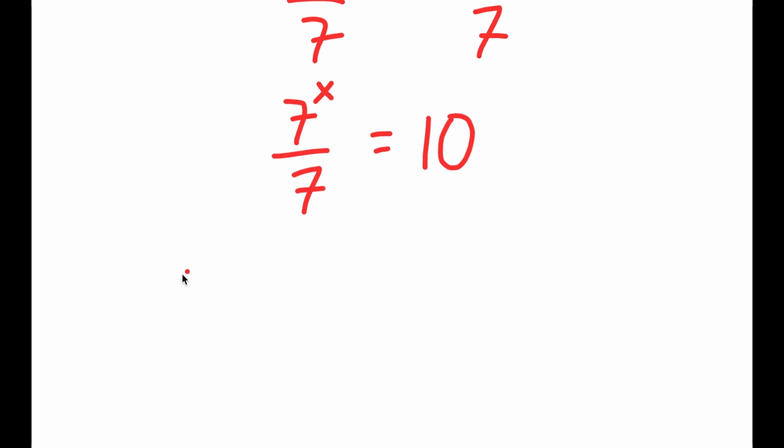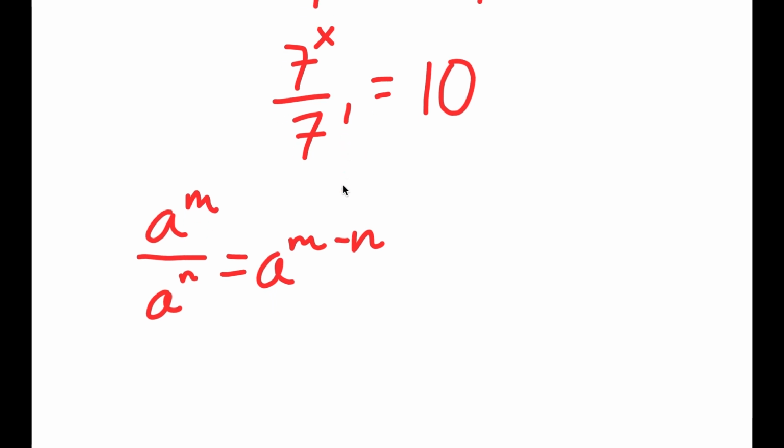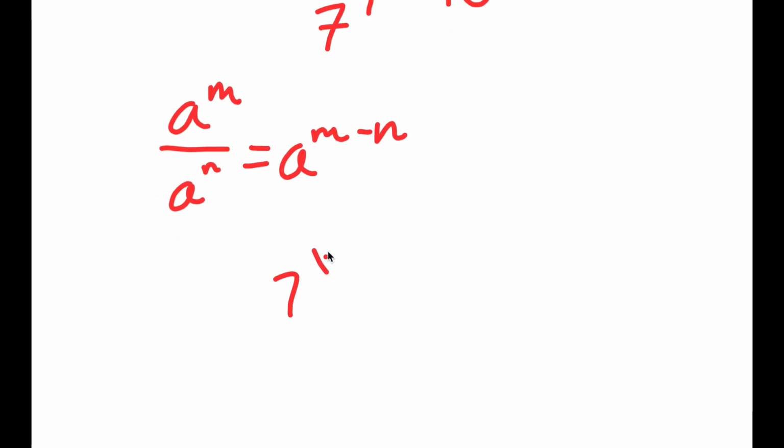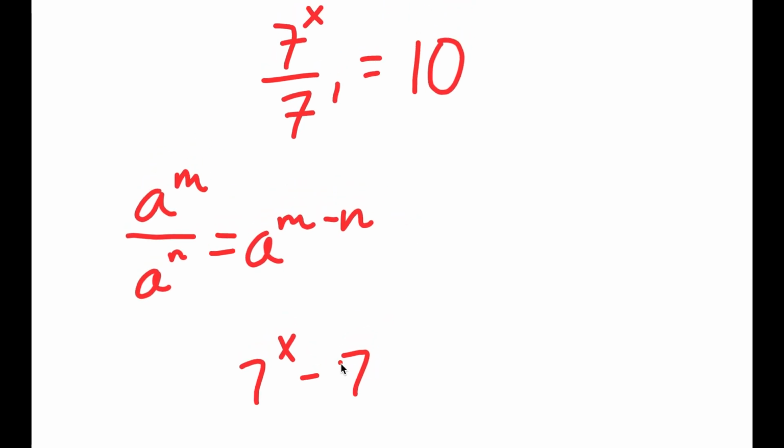Now if I have something in the form a to the power of m over a to the power of n, this is equal to a to the power of m minus n. So 7 to the power of x over 7, 7 is the same thing as 7 to the power of 1. So I have 7 to the power of x over 7 to the power of 1, and that's going to equal 7 to the power of x minus 1, which is equal to 10.